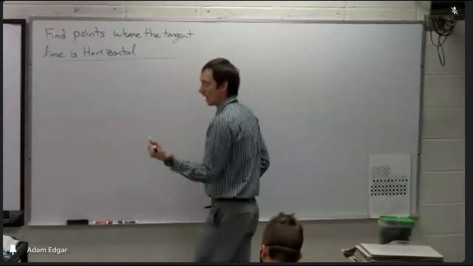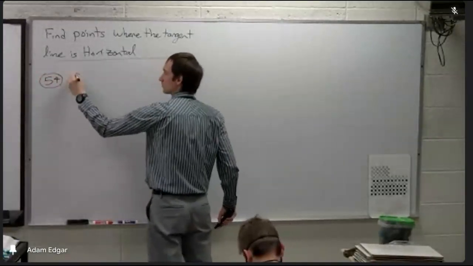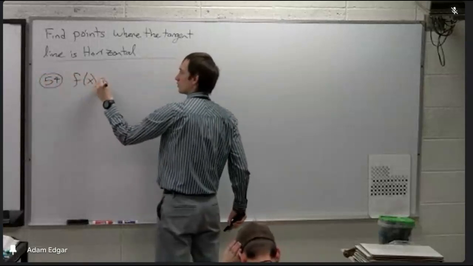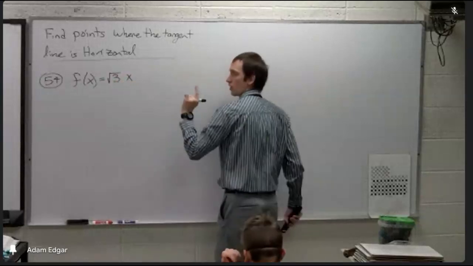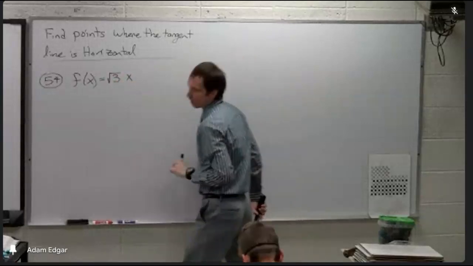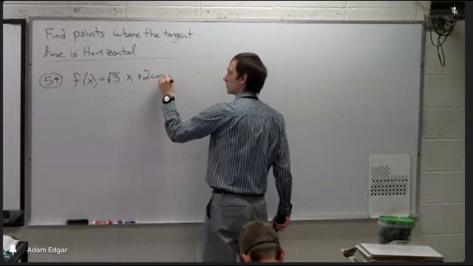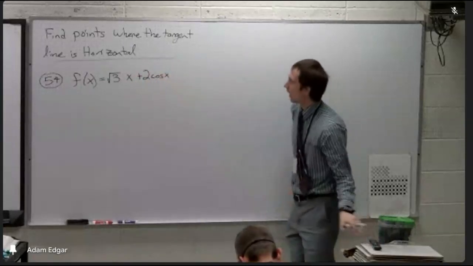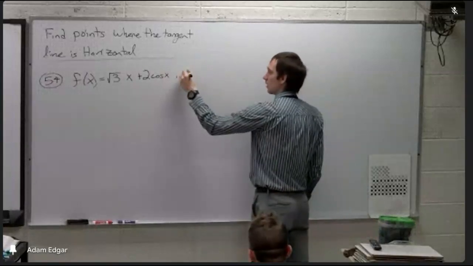All right, here's a function. This is number 54 out of the textbook. f of x equals root 3 times x. Notice where the x is not. Plus 2 cosine x. And so that we don't have infinitely many solutions, let's limit ourselves to between 0 and 2 pi.